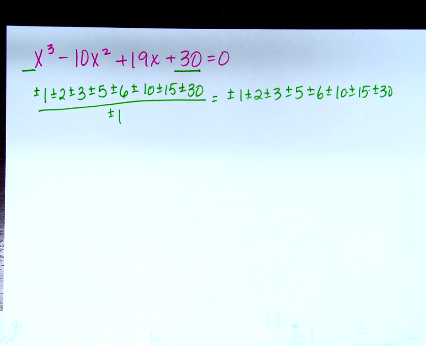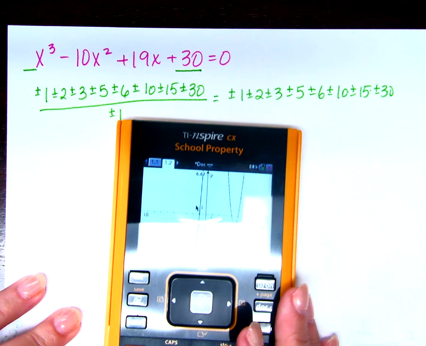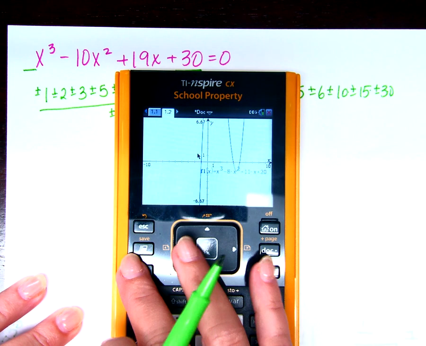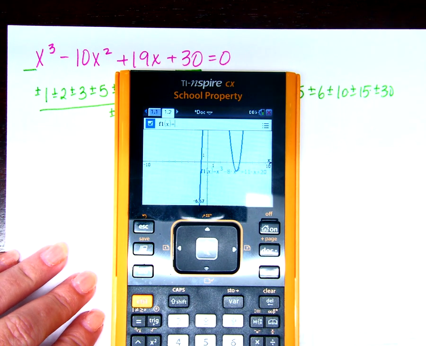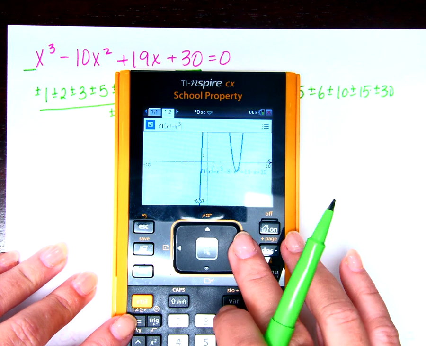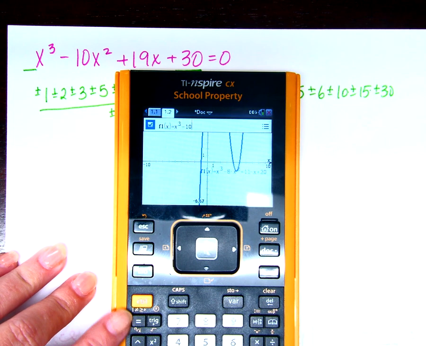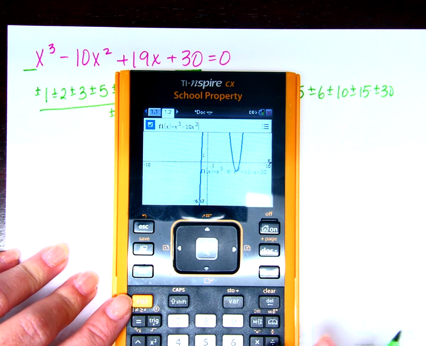And what's going to help us narrow that down even further? Your calculator. Okay? So in the calculator, I'm hitting tab, and then I'm going to hit my up arrow so that the graph goes away. I have my x raised to the third minus 10x squared plus 19x plus 30.